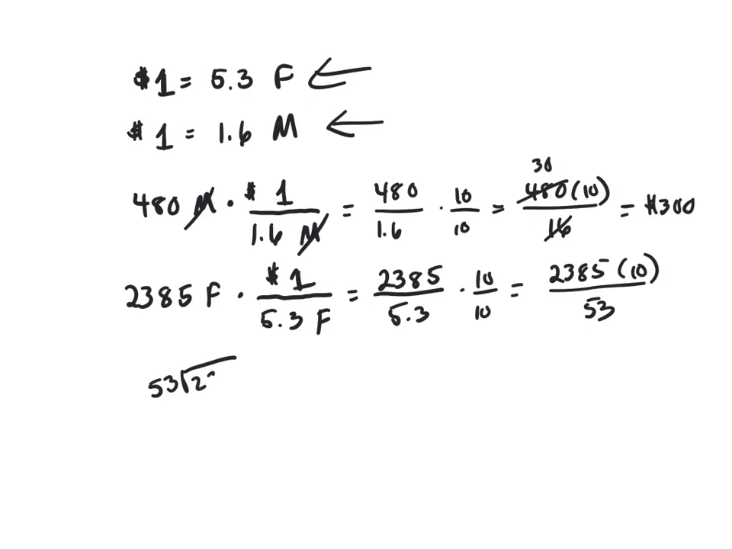53 into 2,385. Well, let's see, 1, 2, 3, 4. I think that'll go 4 times. 4 times 3 is 12. That's going to be 21. That's 6, 2, 6, 5. And that's going to be 1, 2, 3, 4, 5.